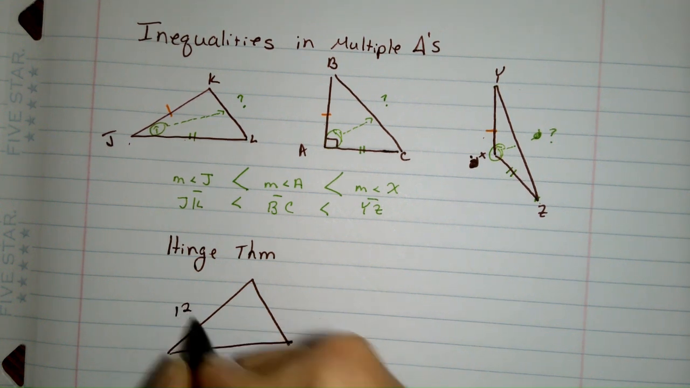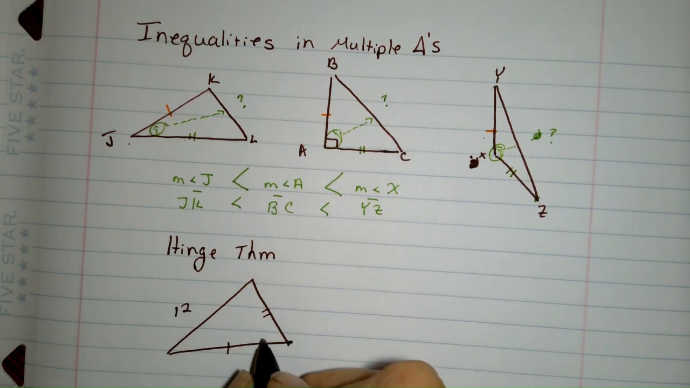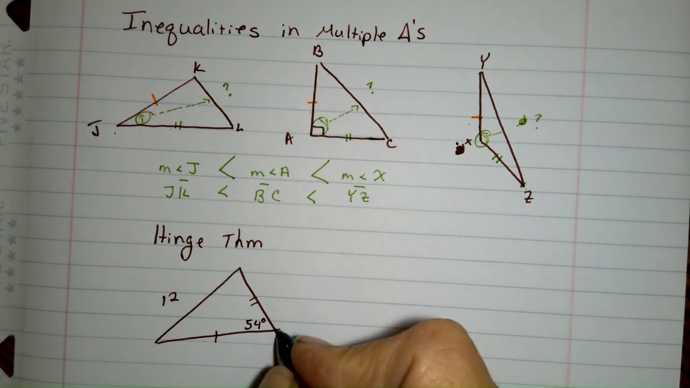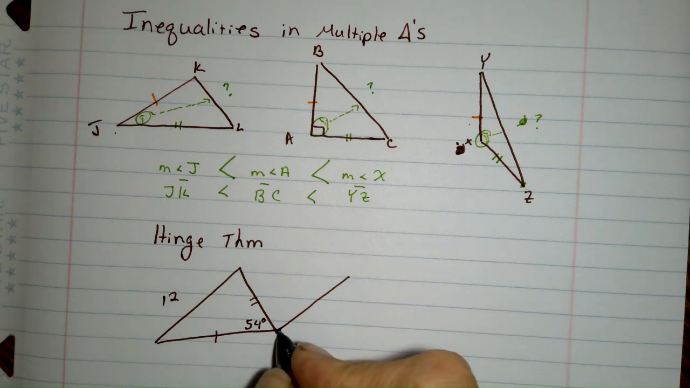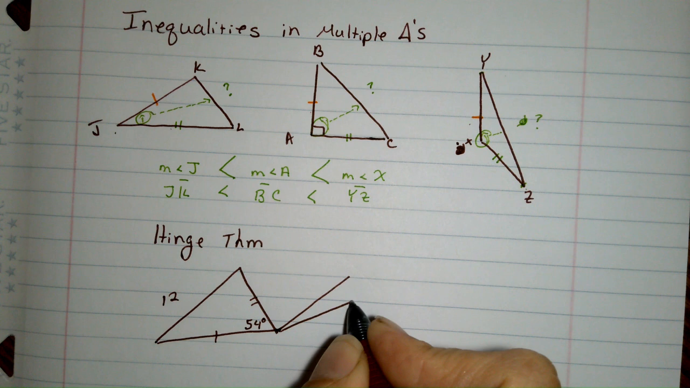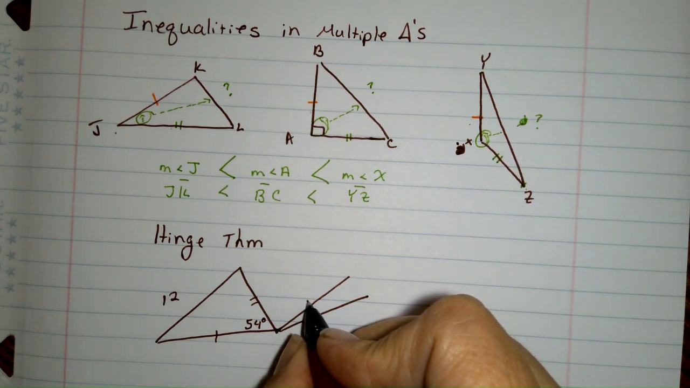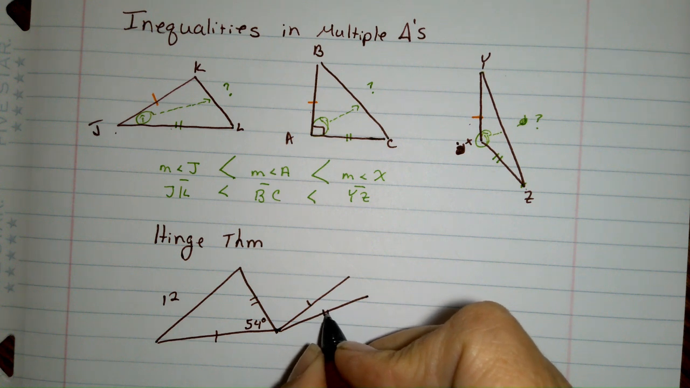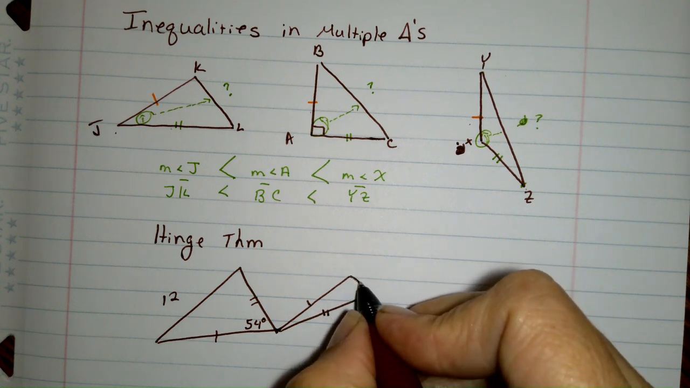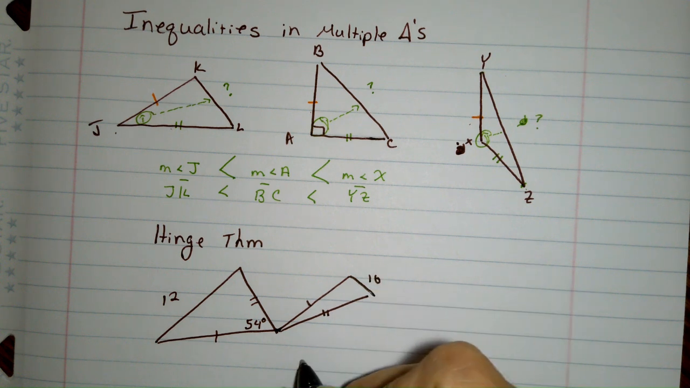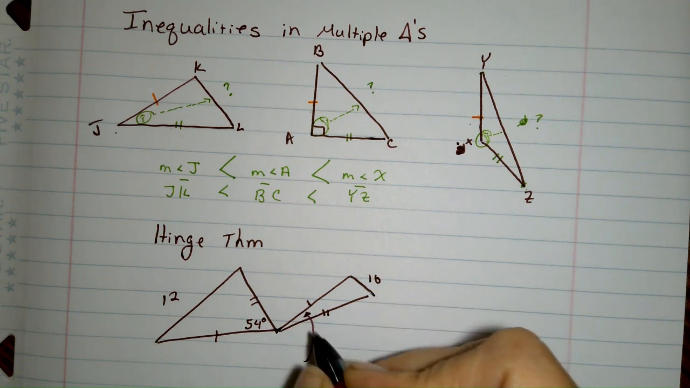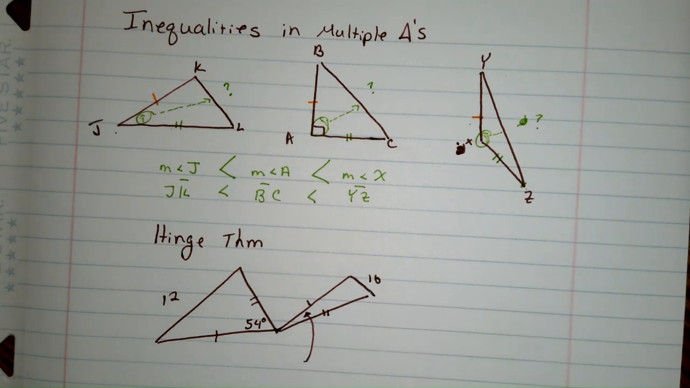This is 12. I'm going to mark this with a 1 and this with a 2. And this is 54 degrees. This is not drawn to scale. This is 10. And I have 4x minus 18 degrees in there.